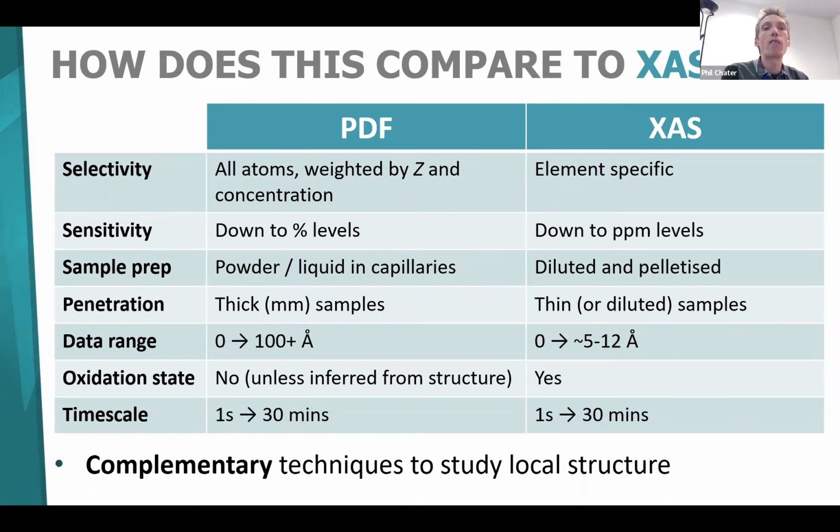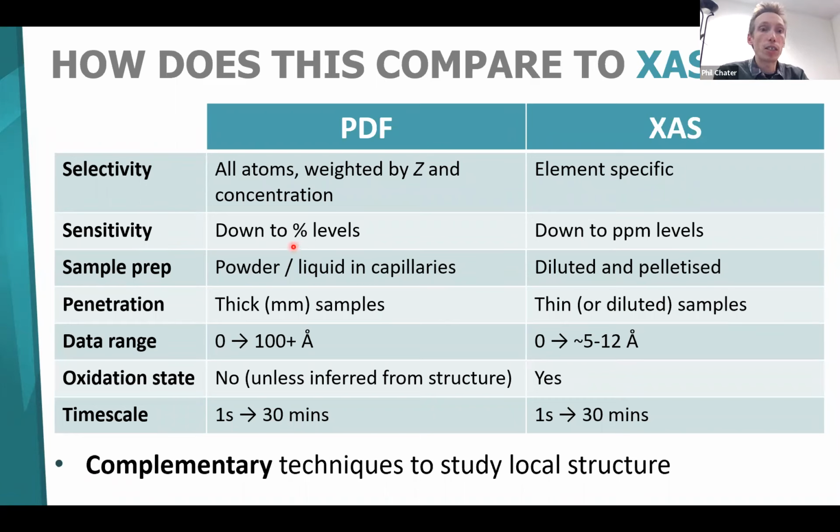So if you're looking at a very, very small weight percent of one particular element, then XAS might be your preferred choice. However, that doesn't mean that PDF couldn't also provide you information about the molecular structure of all the other things that are present in your material. So on sensitivity, the PDF can go down to percent levels. So you can look at things around the 1% level, whereas XAS can go down to ppm levels for your element of interest.